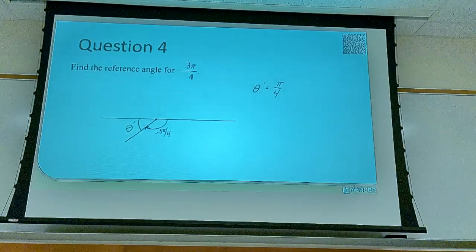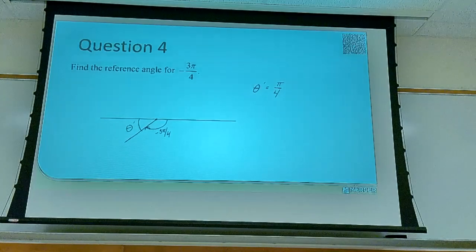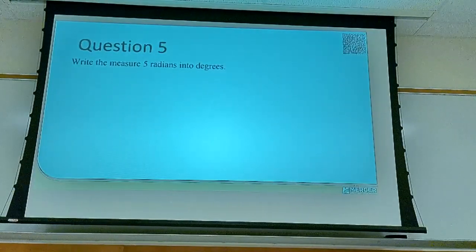Both of these concepts are going to be really important: finding coterminal and reference angles. It's generally the easiest way to work with trig. So now, converting between measures. 5 radians written in degrees. I'll start with writing 5.